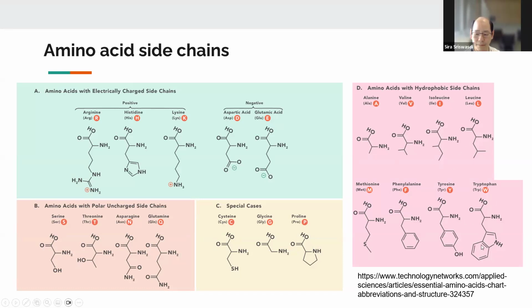Some even have large, bulky side chains, like aromatic rings. And there are some special cases, like cysteine, which has the sulfur, so it can form a disulfide bond. And proline, which is structurally different, is angled, not linear. So these amino acids have different structural and functional meaning, unlike nucleotides, where A, T, C, and G don't have many functional or structural meanings.